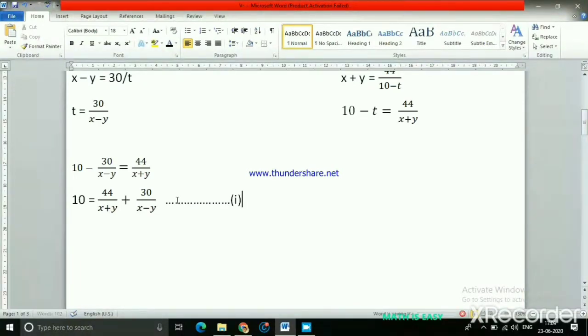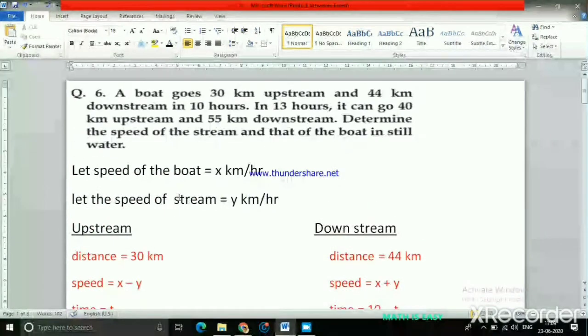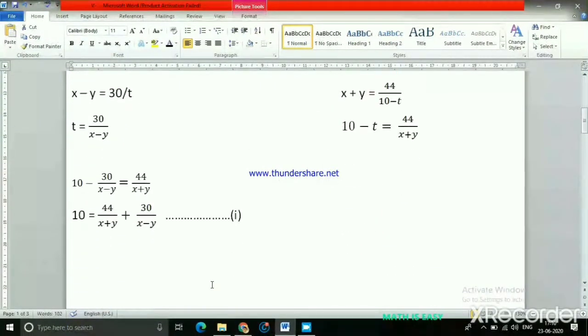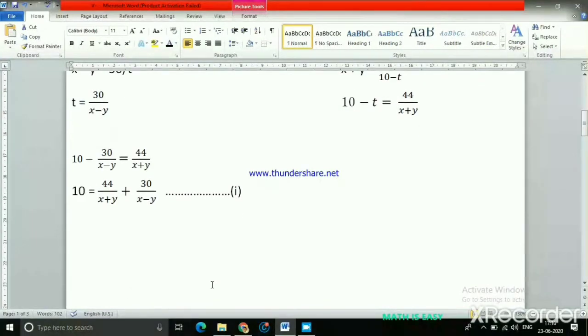I have not read the question completely yet. So this is the way of solving, you got it. A boat goes 30 km upstream and 44 km downstream in 10 hours. Till here only we solved the question and we got equation number 1.